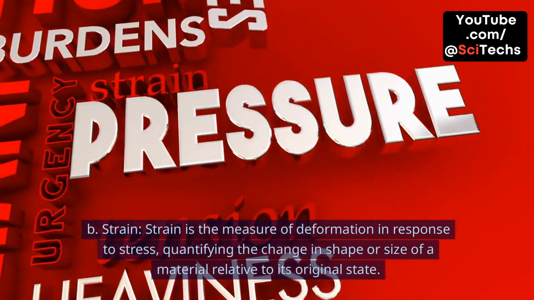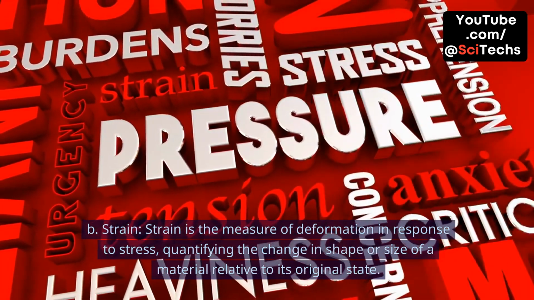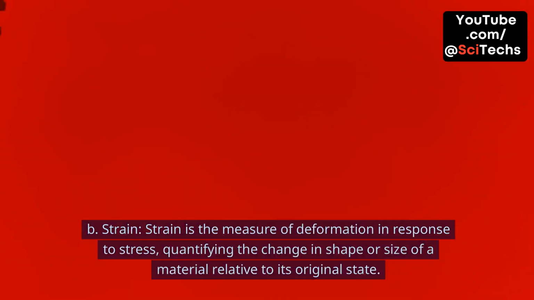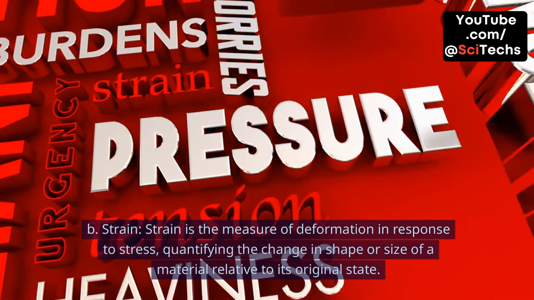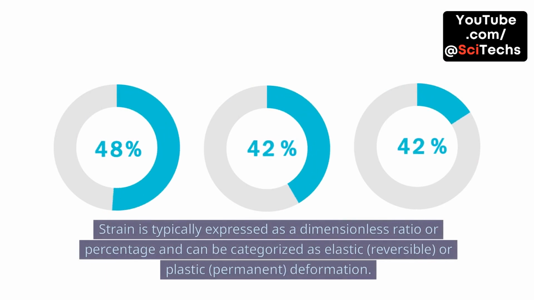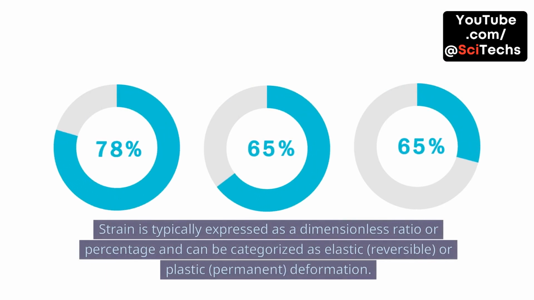B. Strain. Strain is the measure of deformation in response to stress, quantifying the change in shape or size of a material relative to its original state. Strain is typically expressed as a dimensionless ratio or percentage and can be categorized as elastic, reversible, or plastic, permanent, deformation.